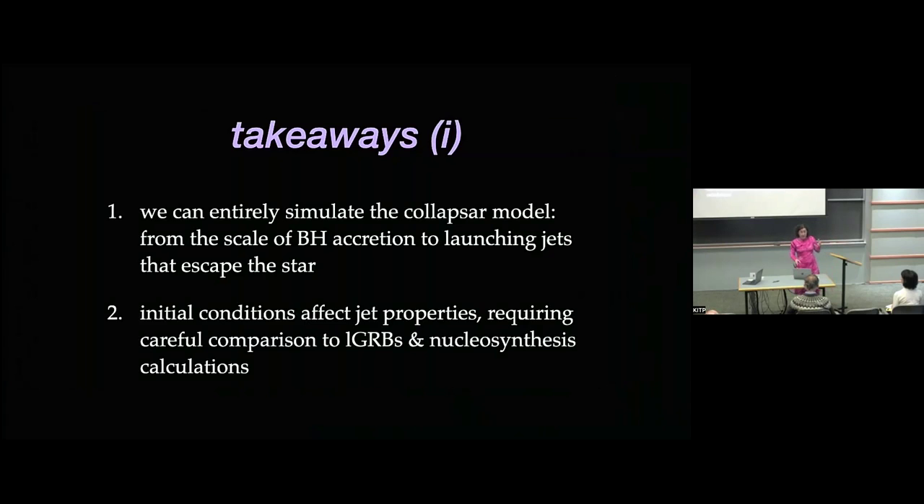But the initial conditions that we choose for these models affect the jet properties in ways that we haven't fully explored, and this requires us to be careful when making comparisons to observations, and also when we do the full nucleosynthesis calculations, which make this problem no longer scale-free, and you need to care about what the temperatures are when you have neutrinos and opacities and all the other microphysics.